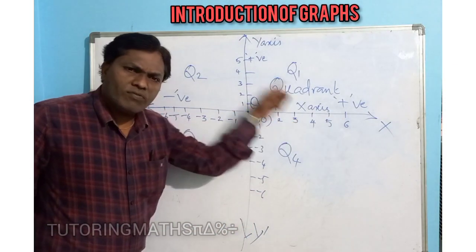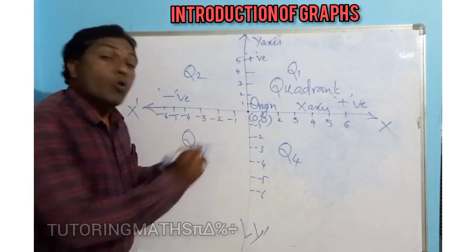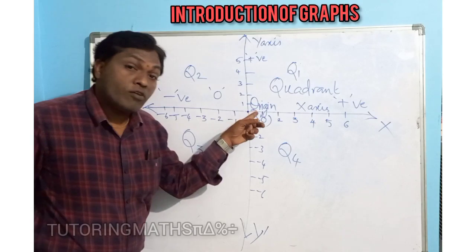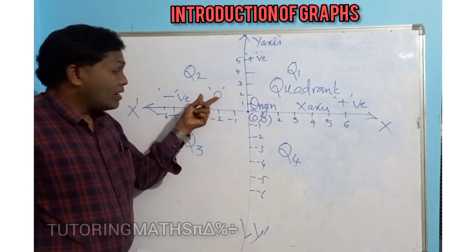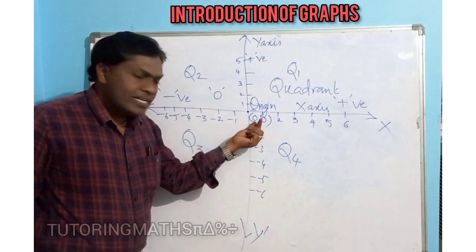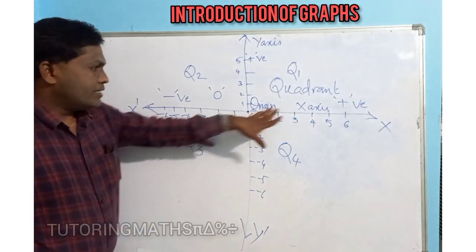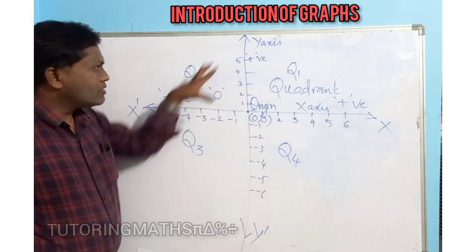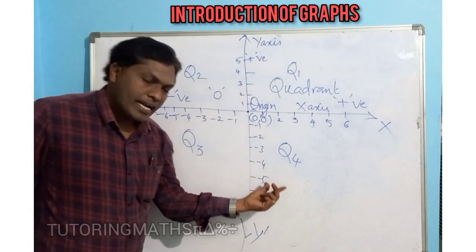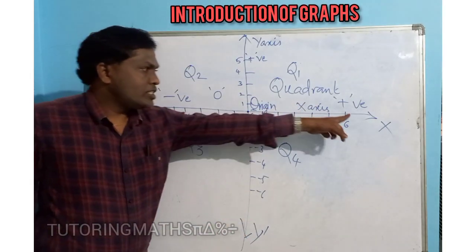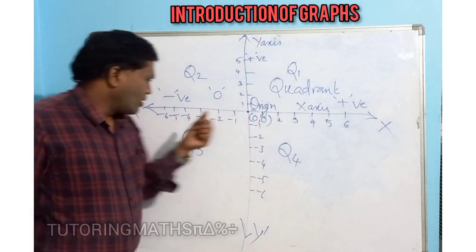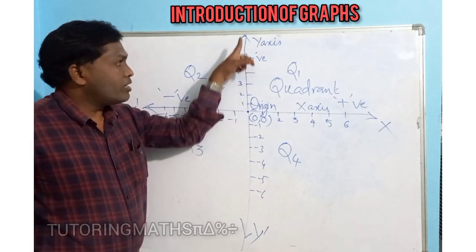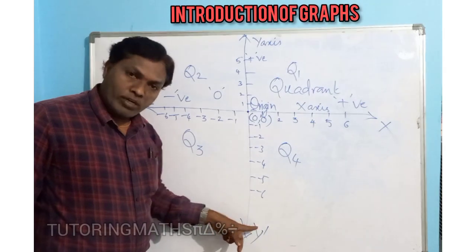The intersection of the two axes is denoted by O, because it is the first letter of origin. What is the first letter of origin? O. So this is denoted by O, origin, and the point is 0, 0. And these are positive values of the x-axis, negative values of the x-axis, positive values of the y-axis, and negative values of the y-axis. Positive x-axis is denoted by x, negative x-axis by x dash, positive y-axis by y, and negative y-axis by y dash.